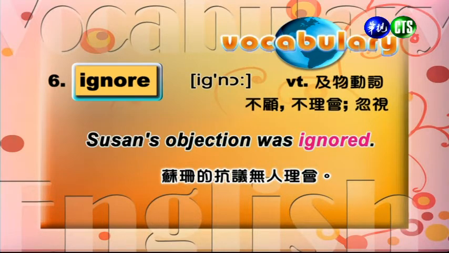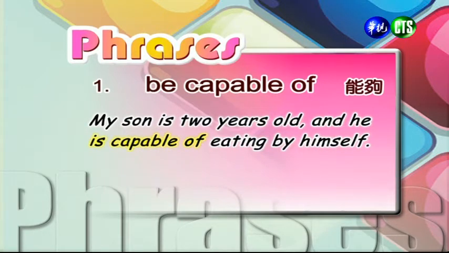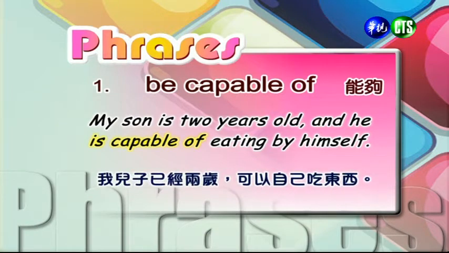And we have one phrase here for your reference. Number 1, be capable of. 能够。 My son is 2 years old and he's capable of eating by himself. And we want to know more about how a product placement works. Let's move to the second paragraph.